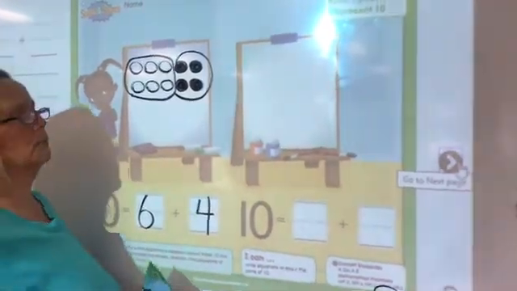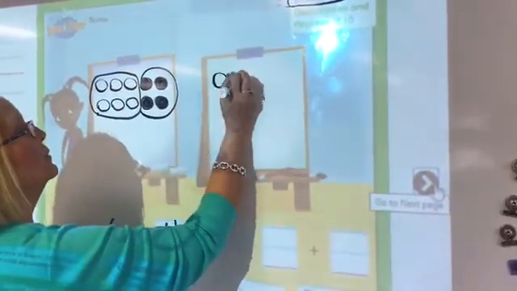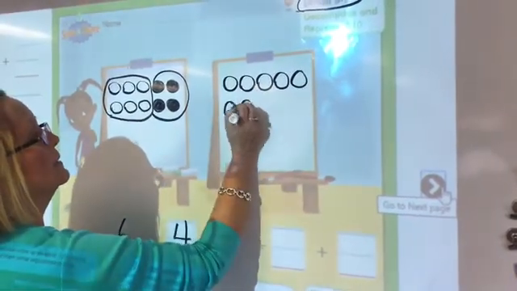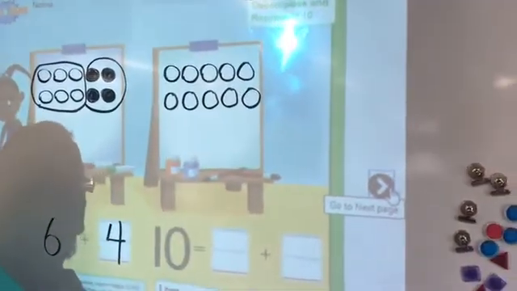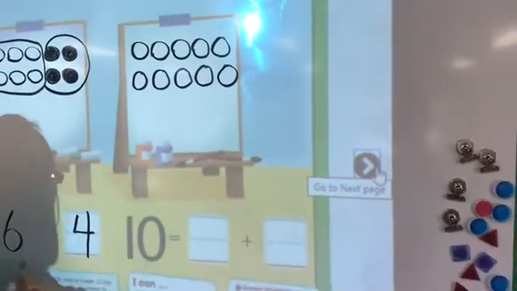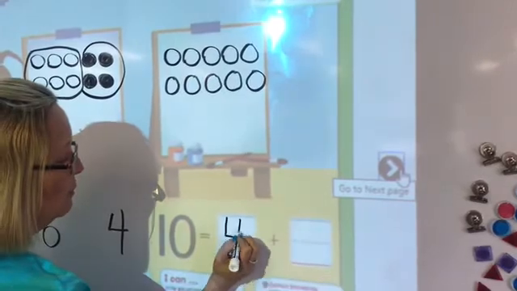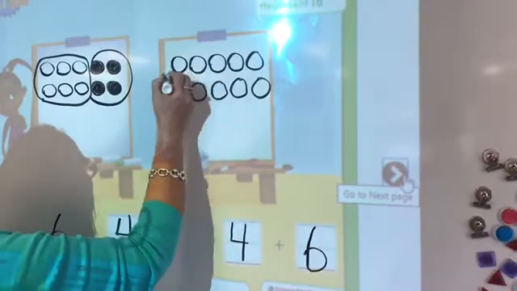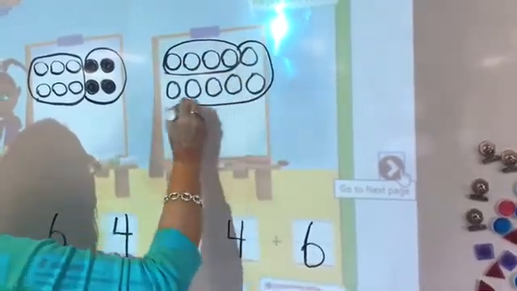Let's try a different way of doing this. How many circles will we have up here? 10, right. Help me count. 1, 2, 3, 4, 5, 6, 7, 8, 9, 10. Let's try this a different way. This time, instead of saying 6 plus 4, let's split those and do 4 plus 6. It still equals 10. So for this one, we're going to draw circle 4. And in the second group, we're going to have 6.